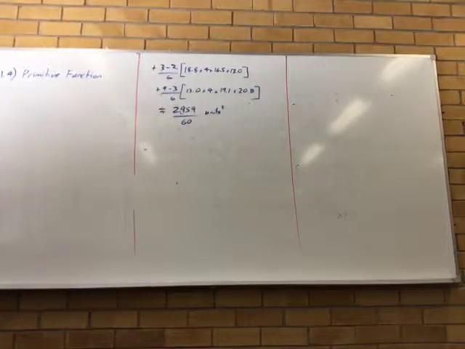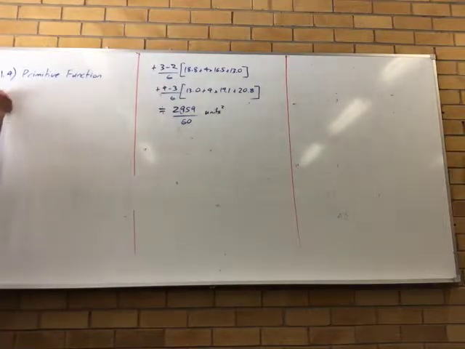Right, so primitive function. Sometimes we may know the derivative, and we need to find the original function. This process is called anti-differentiation, or more formally, integration. The original function is what's called the primitive function.